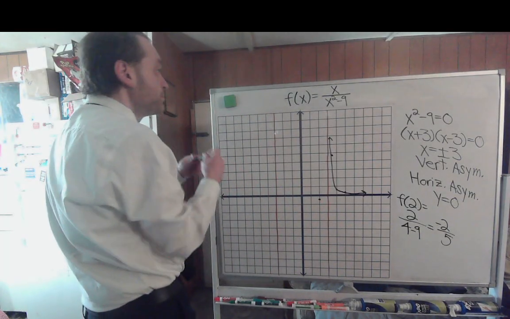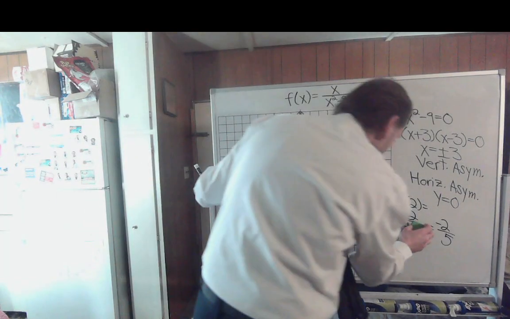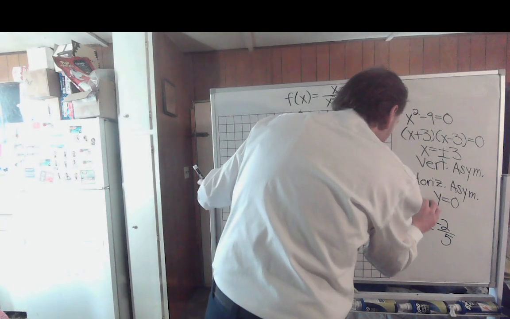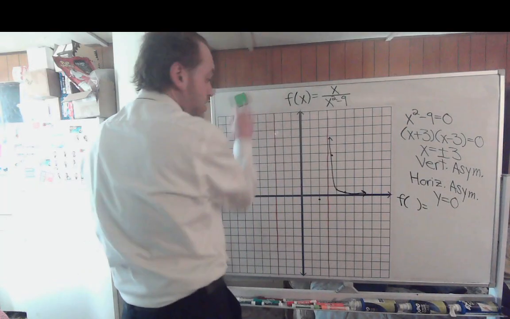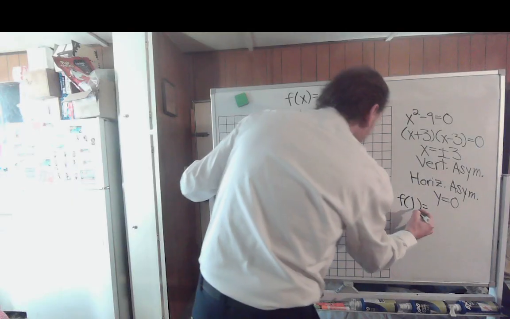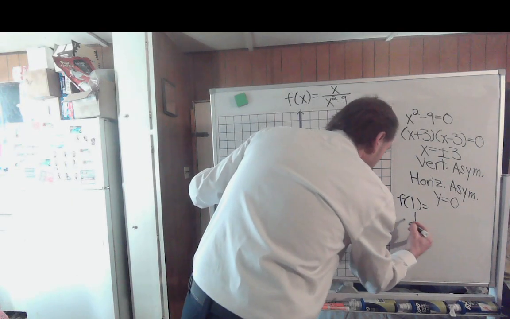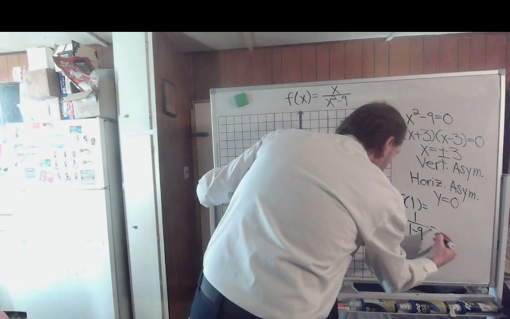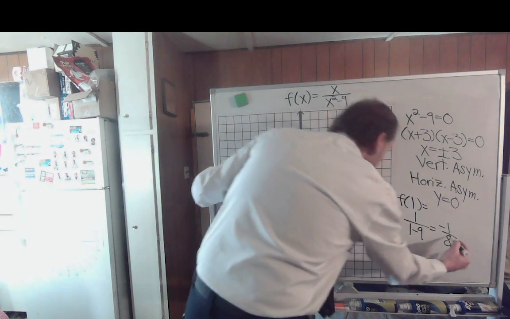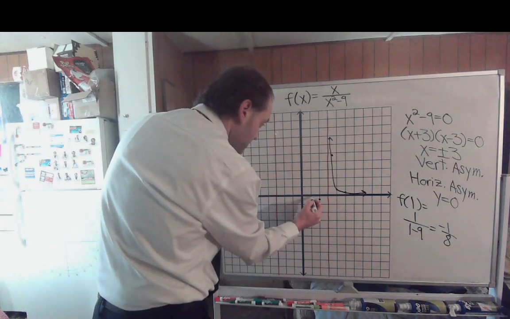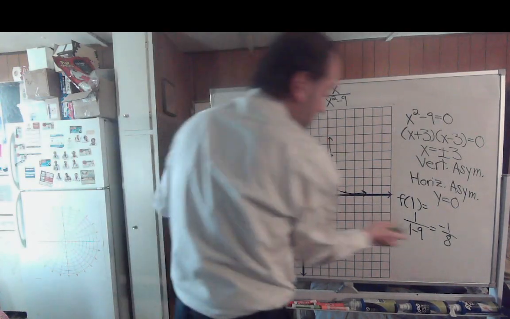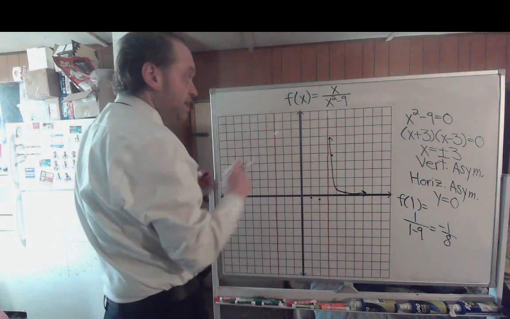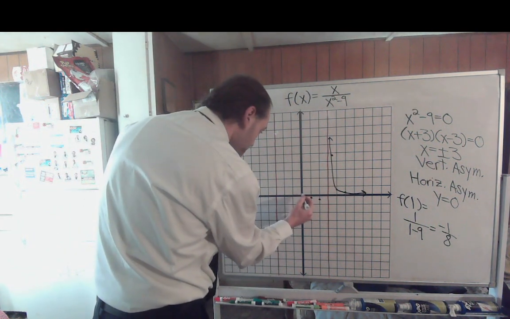All right. Now, let's do when x is 1. So let's do f of 1. That would end up being 1 over 1 minus 9, which would be -1/8. That'd be getting even closer to that y equals 0. Now, of course, if we did f of 0, it should be pretty obvious that we would get 0.